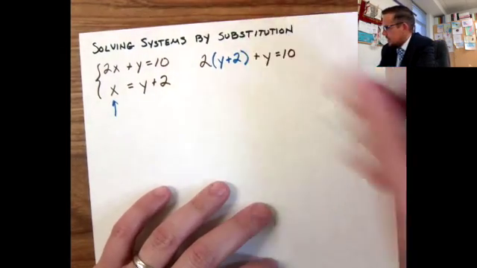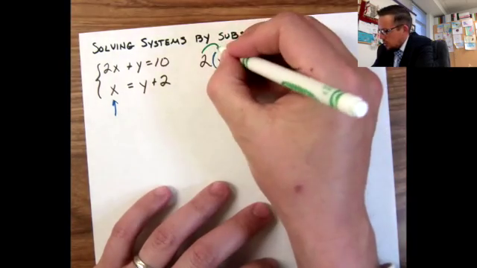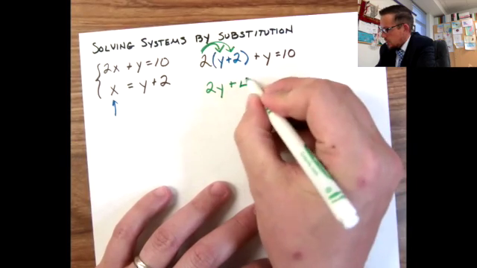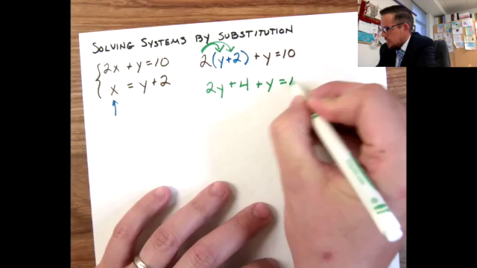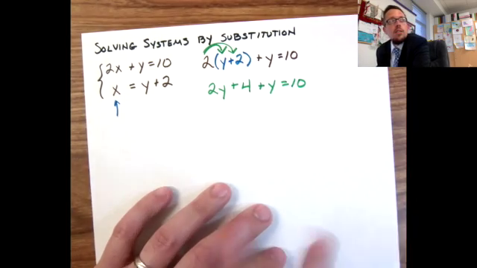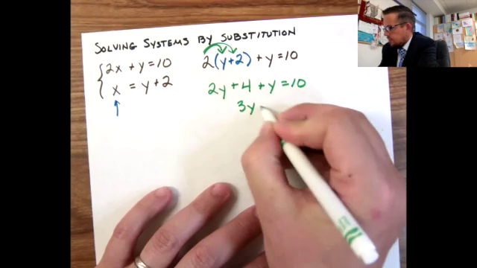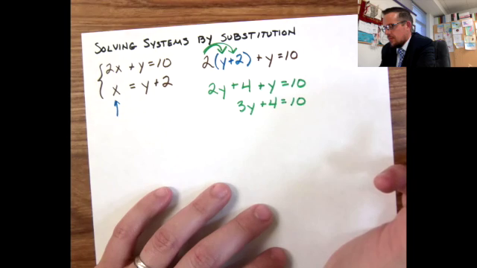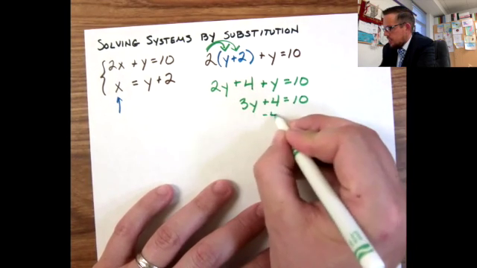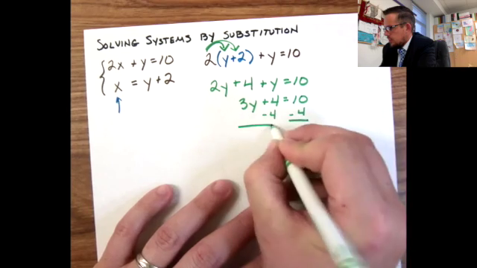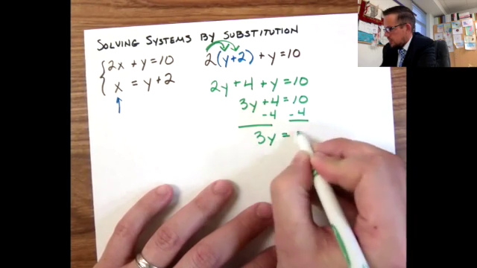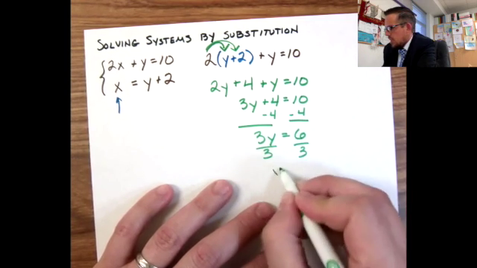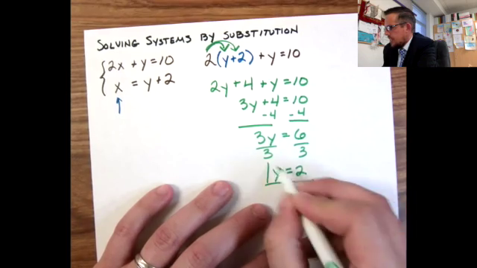Let's do it, gang. Distribute. 2 times y plus 2 times 2 plus y equals 10. And now we're off to the races. Let's combine the y's. I'll subtract 4 on both sides. And then divide by 3. So y equals 2. Yes.